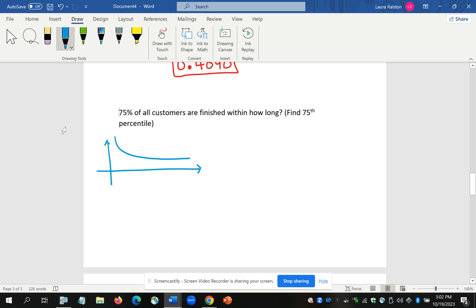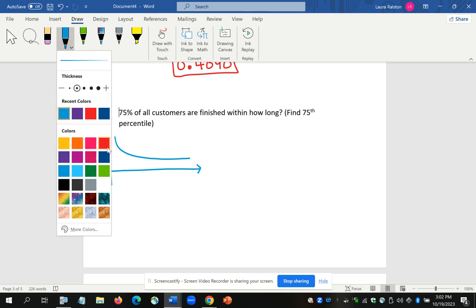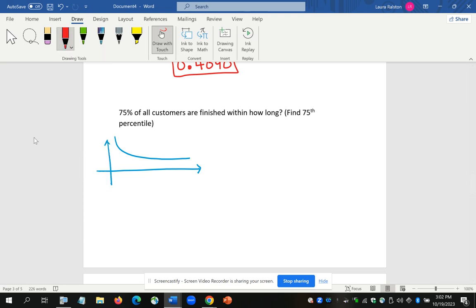And we want to show that 75%, so we're going to have this red shaded region would be 0.75 or 75%, and we want to know what value that would correspond to. How long are they with the bank teller?